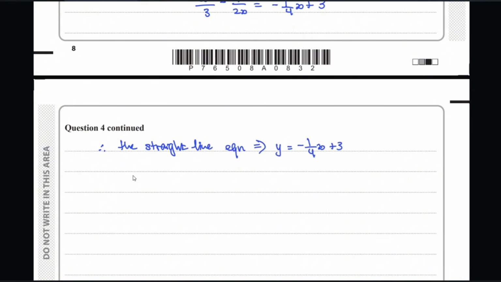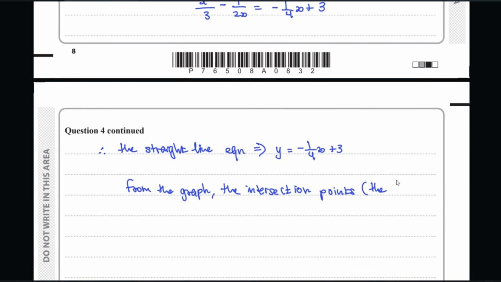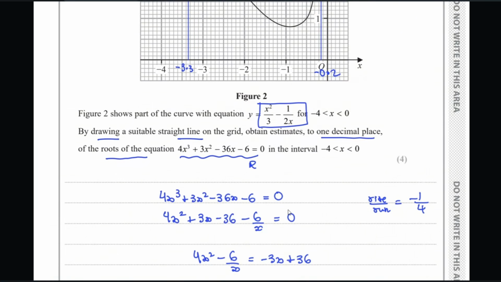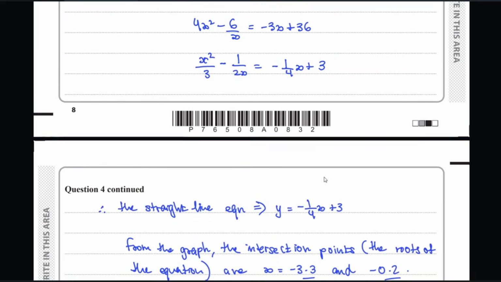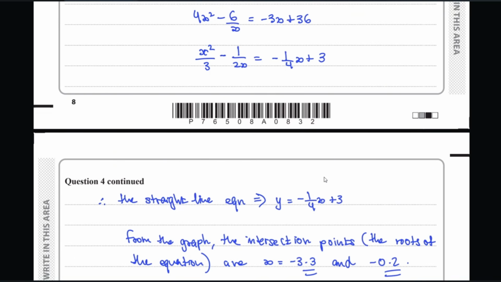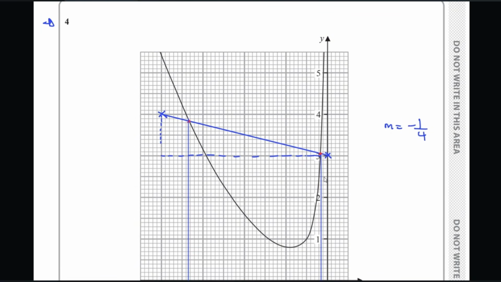So from the graph, the intersection points, or you can say the roots of the equation, are x equals negative 3.3 and negative 0.2. These are our answers. Negative 3.3 and negative 0.2. This is question 4.